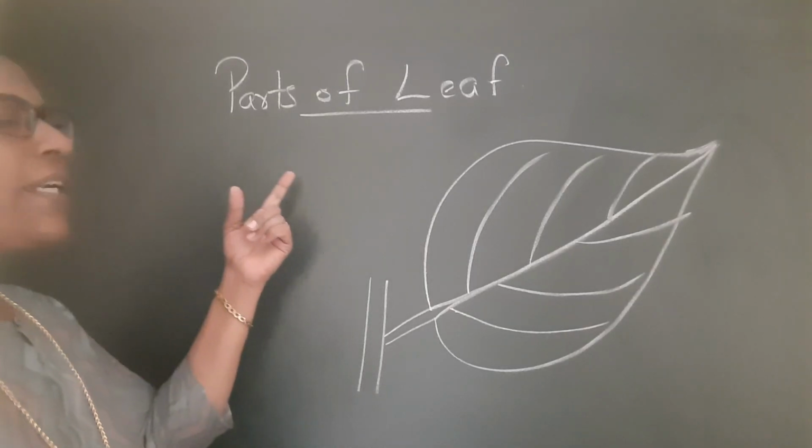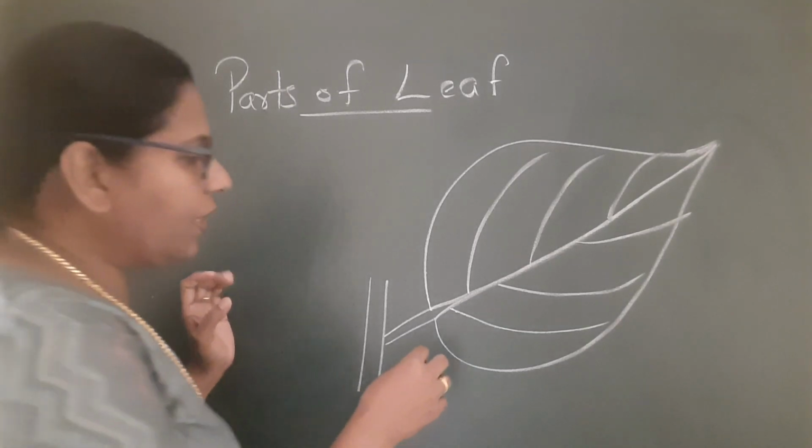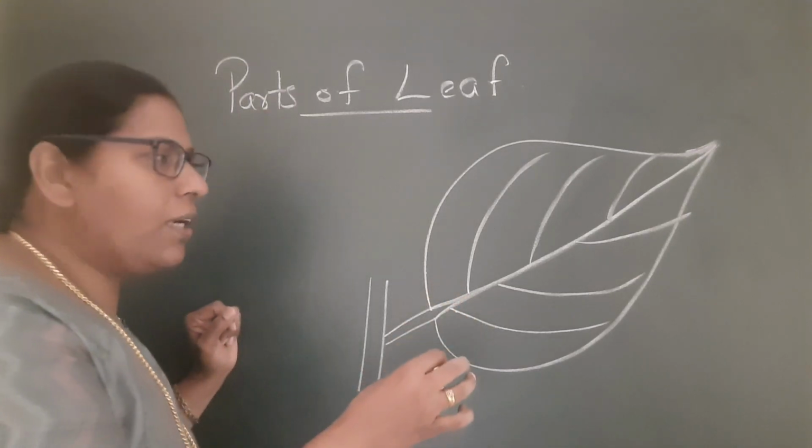Let's see the parts of the leaf. This is the leaf, okay? The first part of the leaf is called lamina.